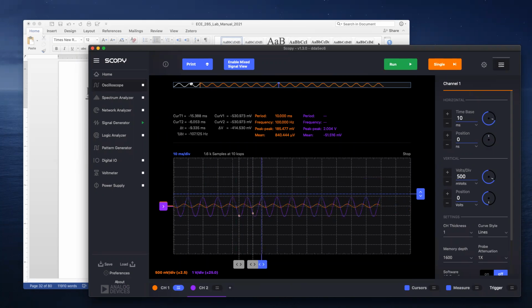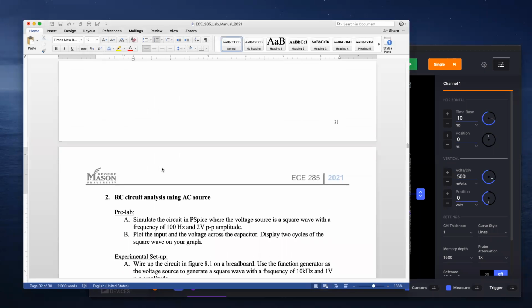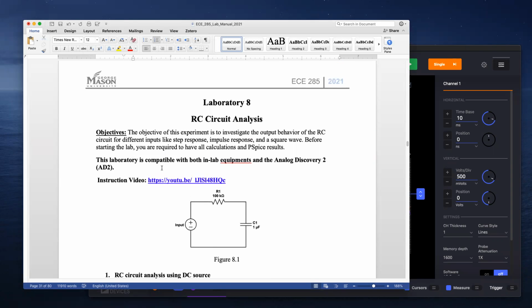Now if you do that, you'll see just 2 sine waves. The one in purple is my input voltage. There is a phase shift between the capacitor voltage and the input voltage, but that is expected. And that is how you do Lab 8 of ECE 285. Good luck.